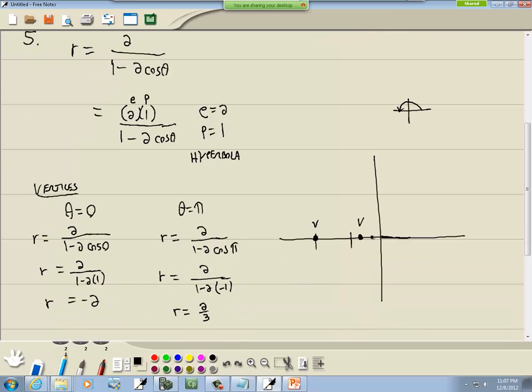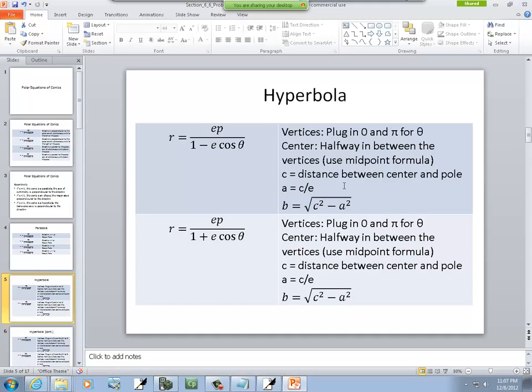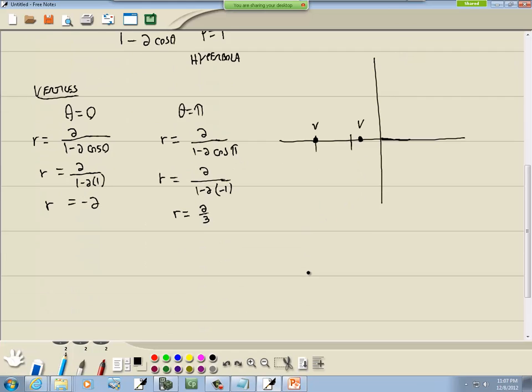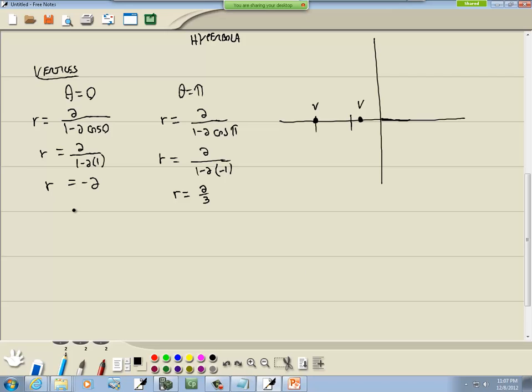And let's see, 1 minus cosine, we're dealing with the top formula. It says the center is halfway in between the vertices. It says use the midpoint formula. Well, you have to be careful with the signs on here. You don't want to use the signs directly off here. Let's look here. If I were not even looking at the angles, this would be negative 2 and this would be negative 2/3. So negative 2 and negative 2/3, and I'll divide by 2. This is the midpoint formula, just dealing with two numbers.